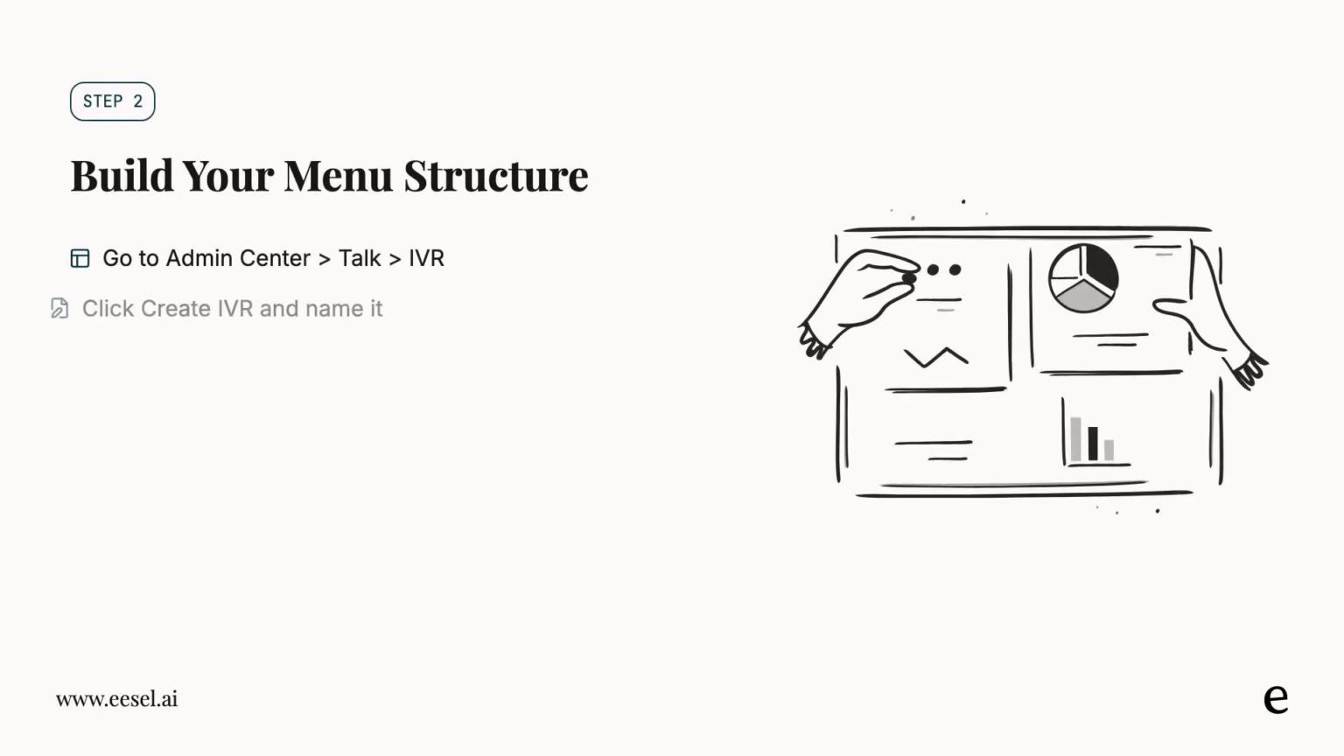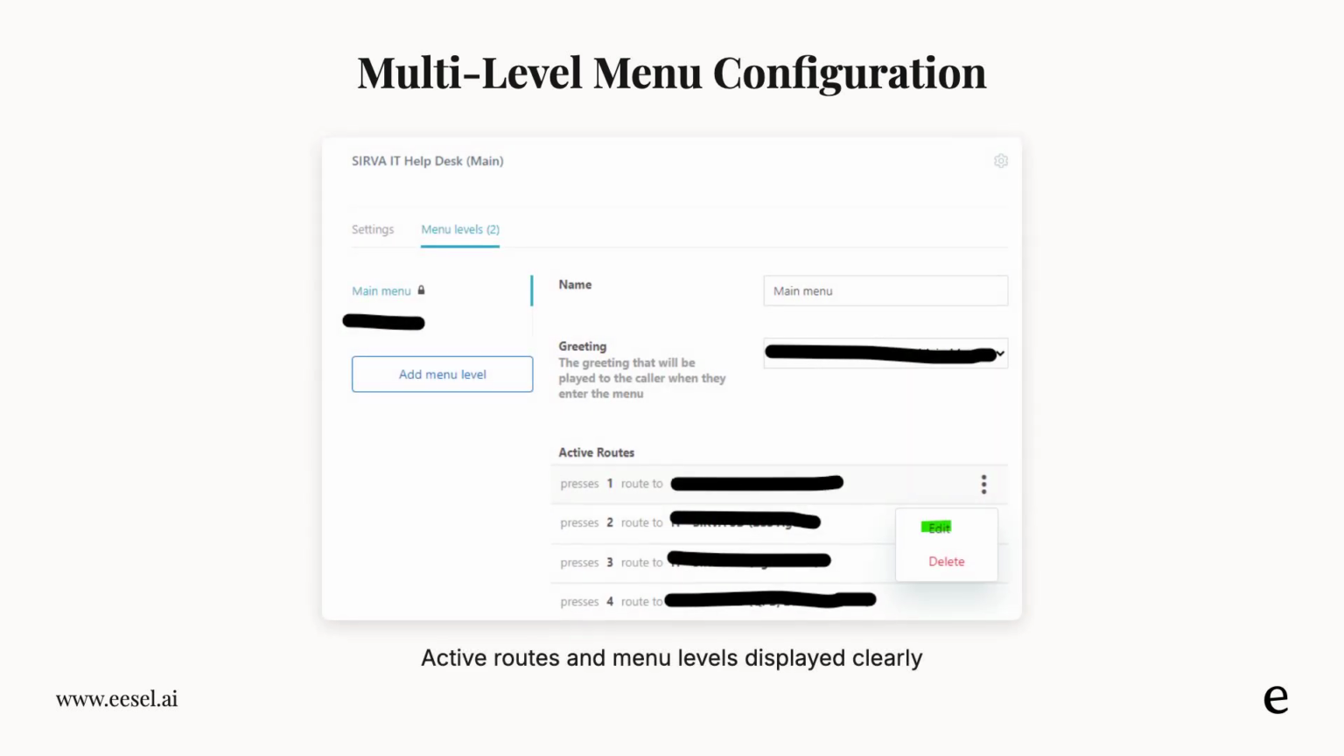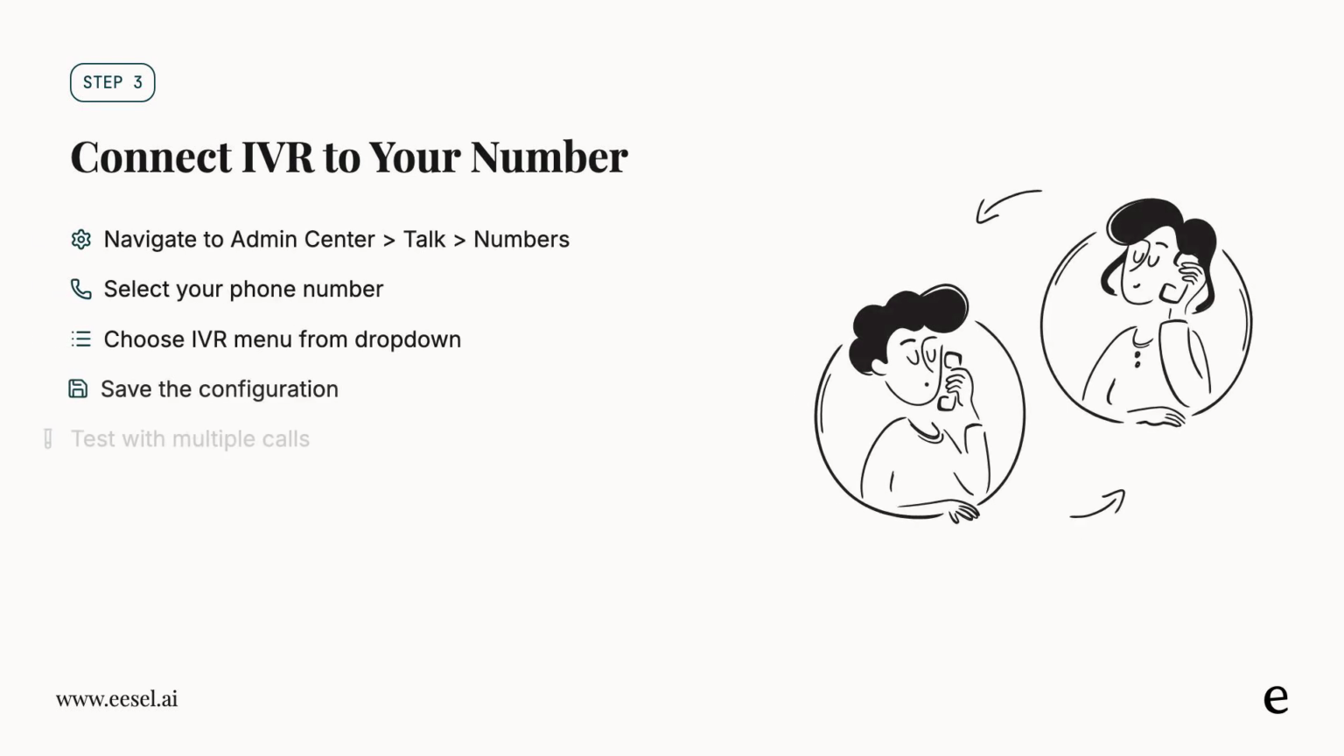Step 2. Build your menu structure. Go to Admin Center, Talk, then IVR. Create a new menu and name it. For external routing, select Route to External Number and enter the full phone number, including country code. Multi-level menu configuration. This interface shows all your active routes and menu levels clearly, making it easy to build complex call flows.